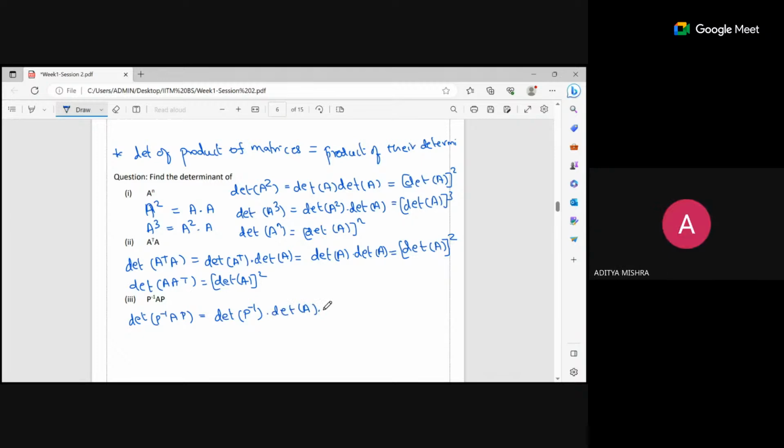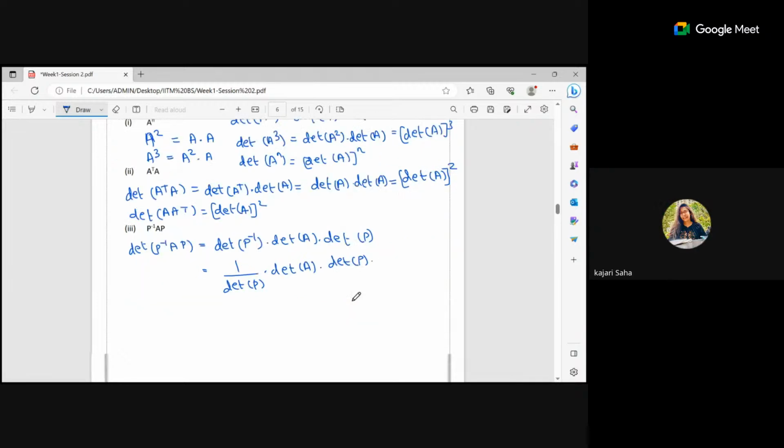Now you have the determinant of the inverse of a matrix. Which property will you use? 1 by determinant of P. So you have 1 by determinant of P, determinant of A into determinant of P, determinant of P. Is that all right? Yes, ma'am. Okay.